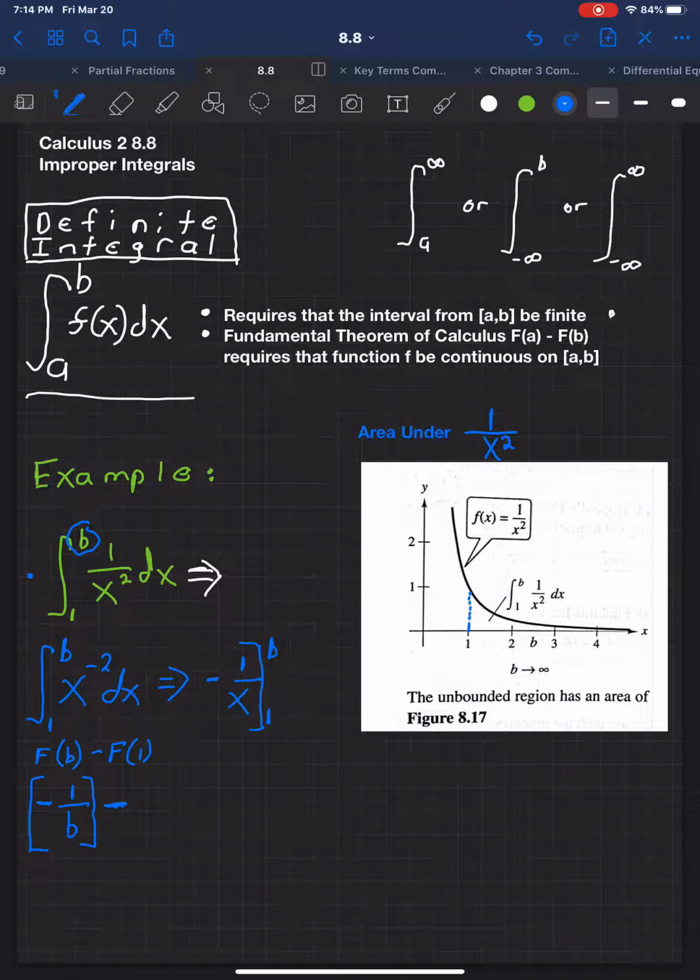Okay, well, in this case, f of 1 would be negative 1 over 1. And now let's just rewrite this. So we end up with, I don't think you'll argue with me too much here, obviously the double negatives turn, and 1 divided by 1 is just 1. I'm just rewriting these in a different order. So this is going to be 1 minus 1 over b.